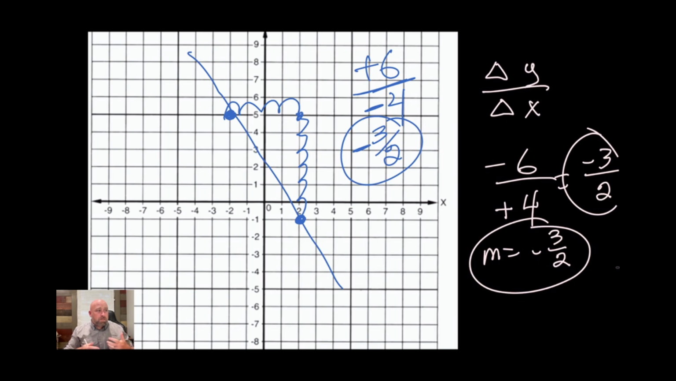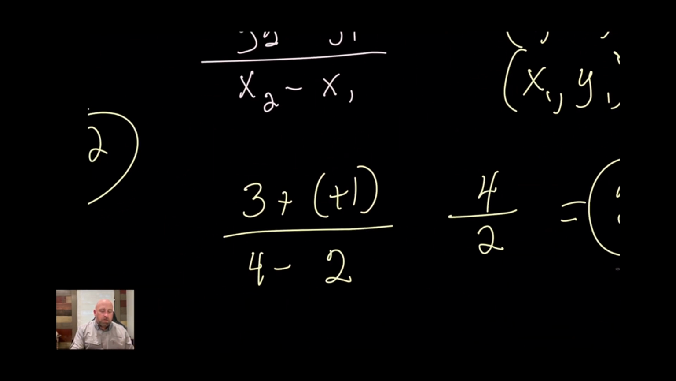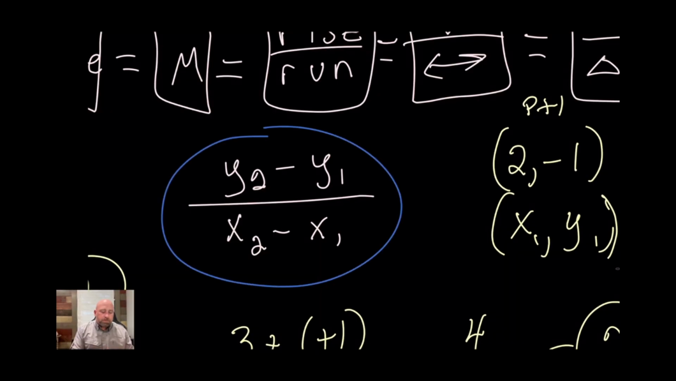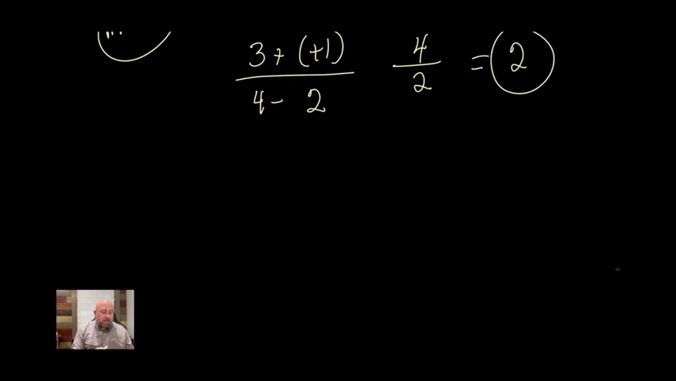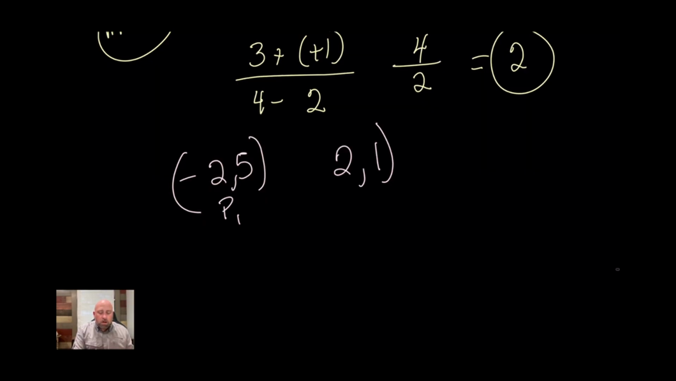Now let me show you that using the formula to solve it. Okay, so we'll go back down here. Here's our formula, and we're going to use that formula to solve this again. So let's do the same thing, but this time we're going to use our formula. What were our points? Our points were the negative 2, 5. We'll call that point 1. It doesn't matter what you call it. Our other point was 2, 1, and this will be our point 2.